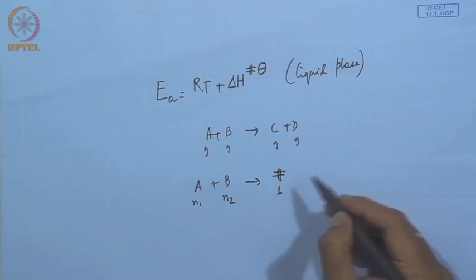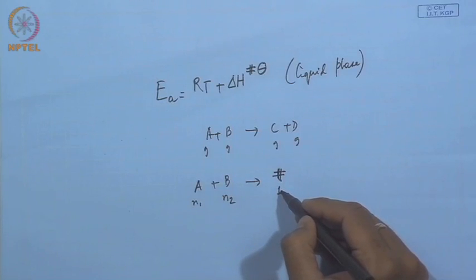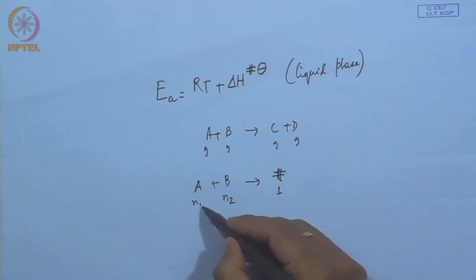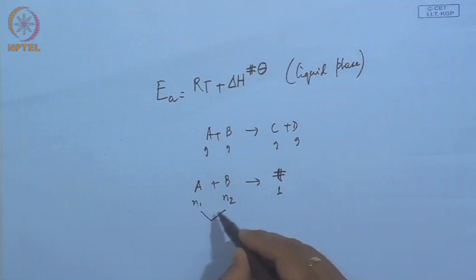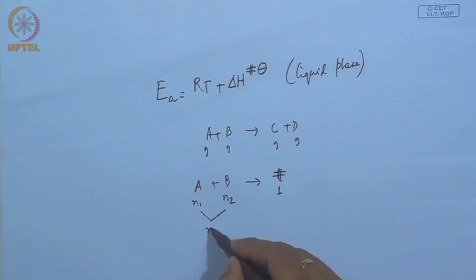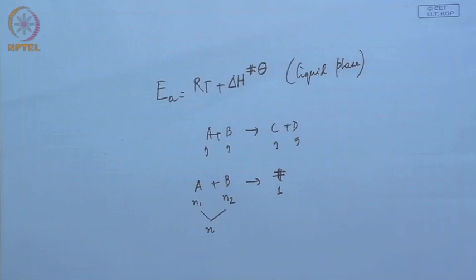Okay. So, basically your right hand side is 1 and left hand side is N1 plus N2. So, let us write N1 plus N2 equal to N. So, left hand side total number of moles will be N and right hand side total number of moles will be 1, because out of these two species A and B, your activated complex will be produced. That means, N1 mole of A and N2 mole of B producing 1 mole of the activated complex.